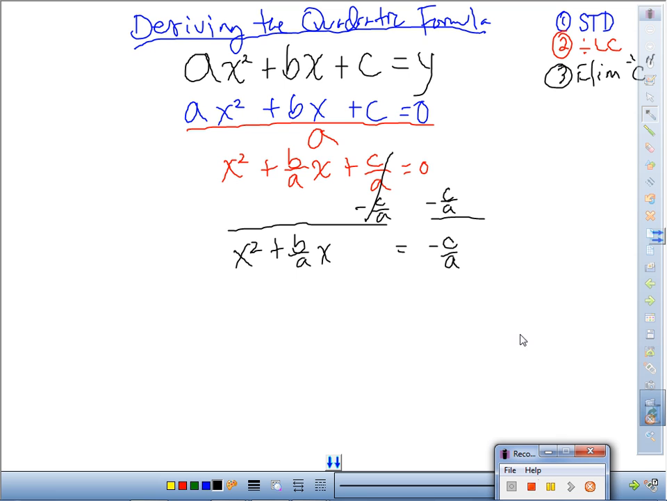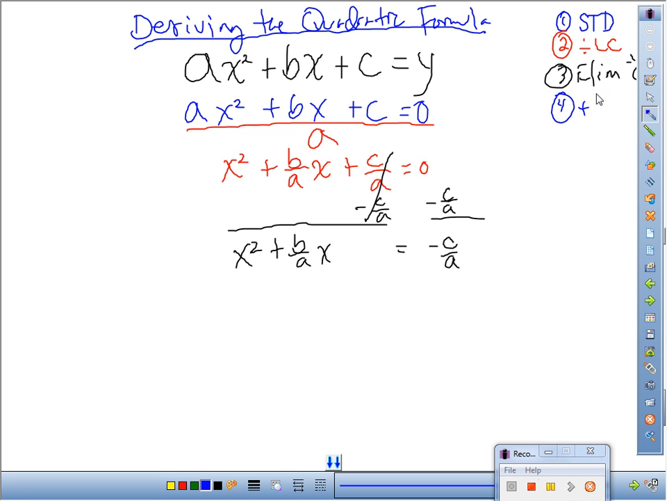This next step is imperative because the next step is what we call completing the square, right? That's how we're going to complete this piece that's missing. And how do we do that? Pay attention, please. Eyes up here. Step 4. We're going to add b over 2 squared to each side.